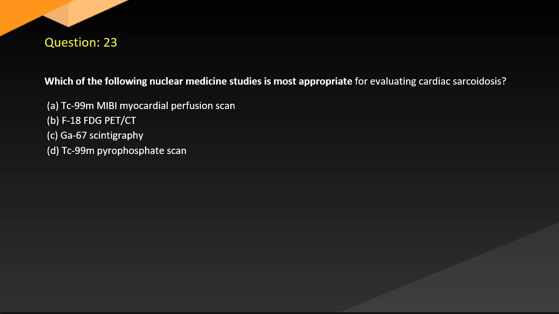Question 23. Which of the following nuclear medicine studies is most appropriate for evaluating cardiac sarcoidosis? A. Tc-99m MIBI myocardial perfusion scan. B. F18-FDG PET. C. Ga-67 scintigraphy. D. Tc-99m pyrophosphate scan.